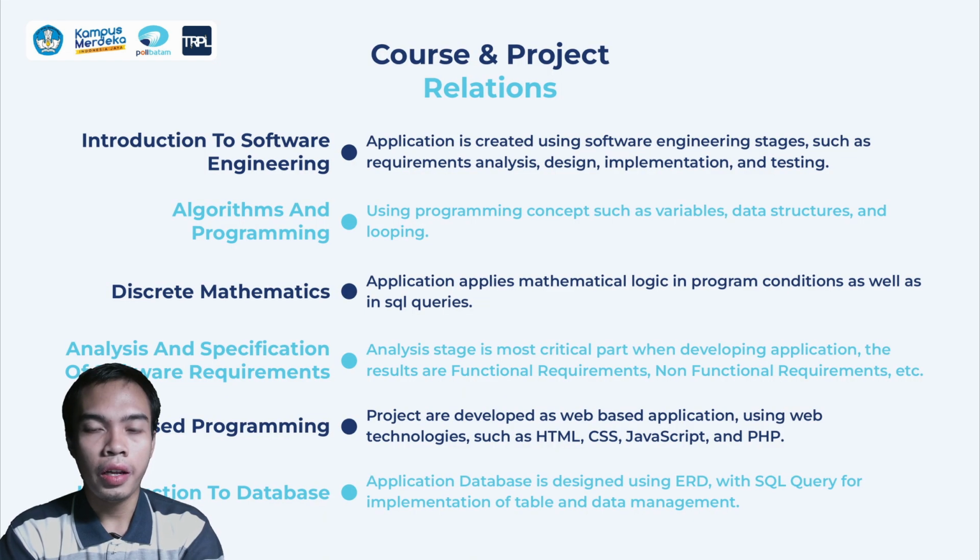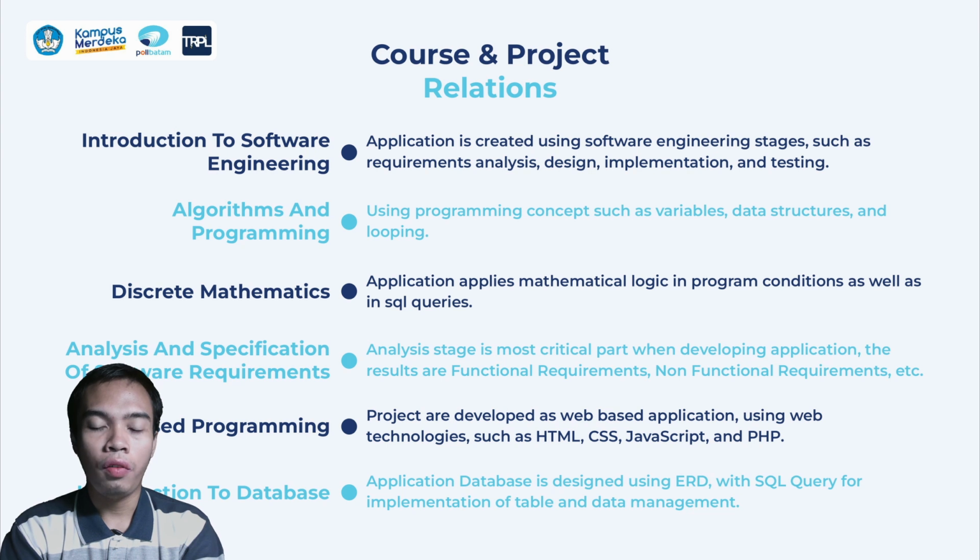Thank you, Dia. Next, we go to course and project relation. Our application is created using software engineering stages, such as requirement analysis, design, implementation, and testing. This is the result of the introduction to software engineering subject. Then we have algorithm and programming subject. In our programming code, we use programming concepts such as variable, data structure, and also looping. Then we have discrete mathematics subject. Our application applies mathematical logic and programming conditions, as well as in SQL queries.